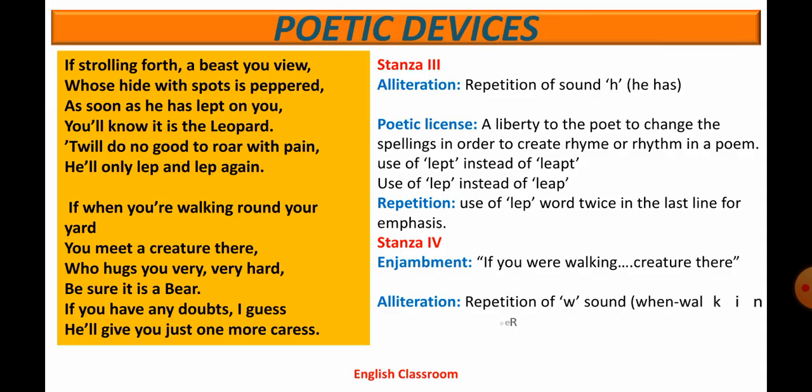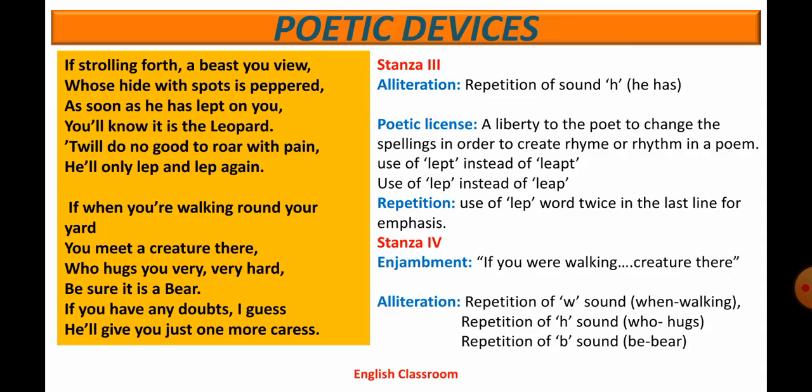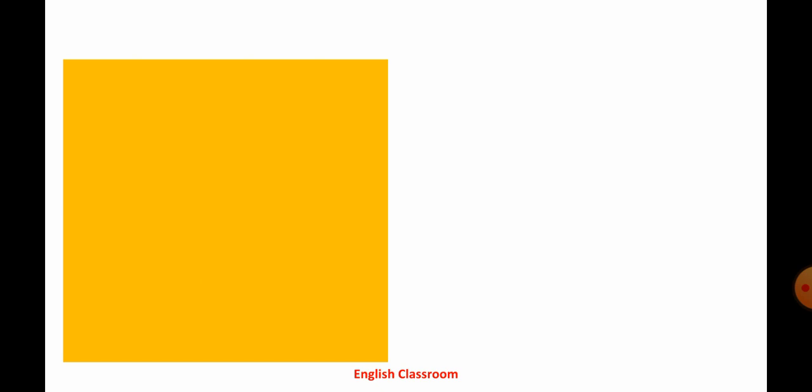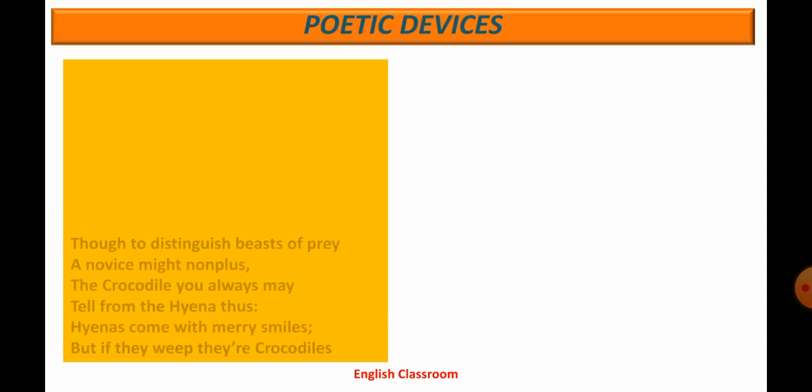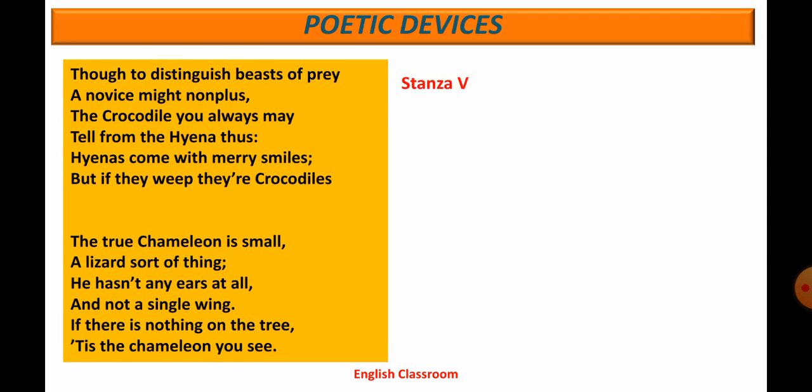Then again you can find in this stanza alliteration, that is the repetition of the W sound here, when walking. Again repetition of the H sound, who hugs. Who starts with W but the sound is H, who. So who hugs. Then repetition of the B sound, bear. So this is called alliteration. Then fifth and sixth stanza. In the fifth stanza you can find alliteration again. The N sound is repeated, novice, nonplus, here in the second line of the fifth stanza.